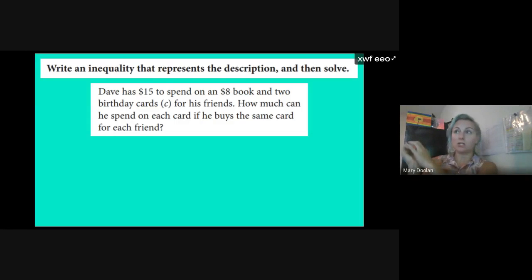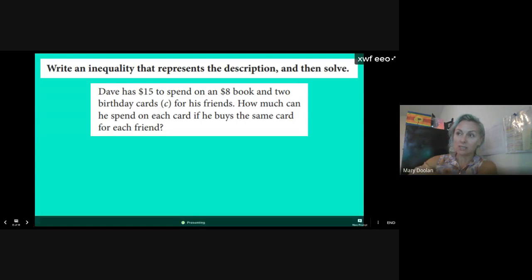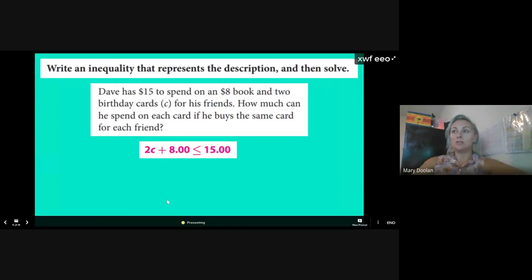So his purchases, we have an $8 book and 2 birthday cards. The unknown is the amount of money that the birthday cards cost. That's what we're trying to figure out. How can we maximize what he can spend here? And so C is our unknown. C is the variable that represents the cost of the card, and we know there's 2 of them. So if I total up his purchases, that's where we use addition.